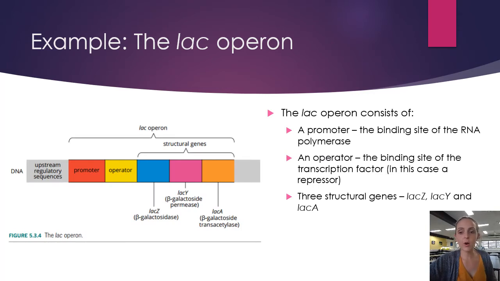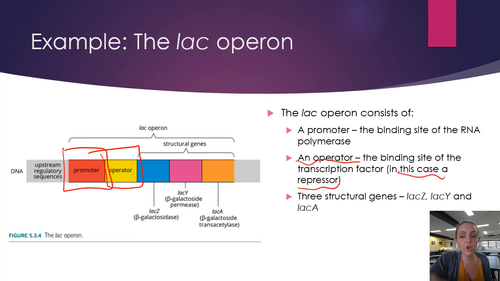So this is what the lac operon looks like. As I said, it's got a promoter region, which has its one singular promoter for those 3 different structural genes. And remember, that's where our RNA polymerase is going to bind to begin transcription. It also has an operator, which we call the place where a transcription factor is going to bind. So in this case, the transcription factor is going to be a repressor. So this is going to bind when we don't want the gene switched on.